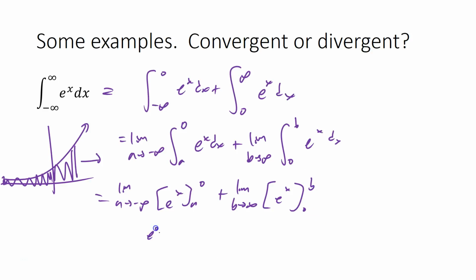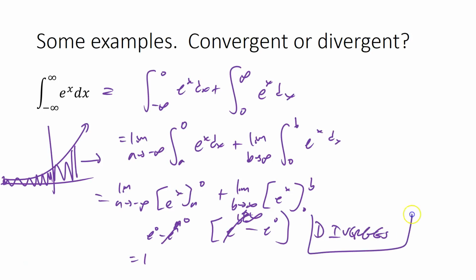So this is e to the 0 minus e to the a. As a approaches negative infinity, this turns into 0. So we should have e to the 0, which is 1. This part, though, we have e to the b minus e to the 0. Now, e to the 0 is 1, but e to the b increases without bound. That goes to infinity, so this is divergent. Or we say the integral diverges.